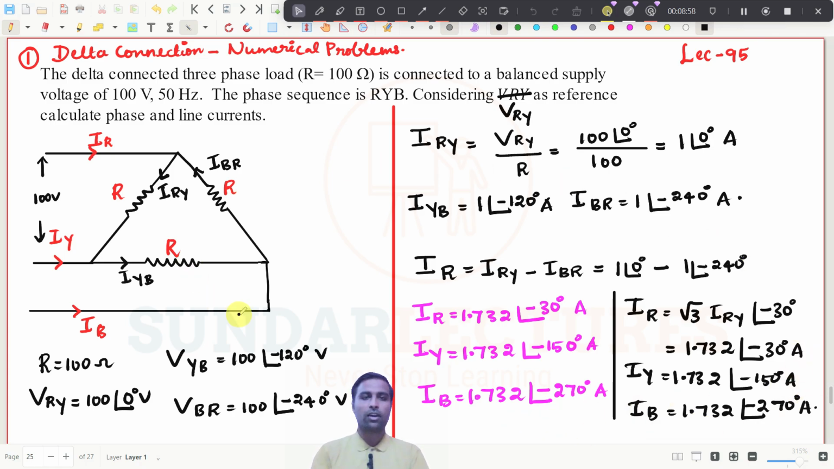So now we have found all the phase currents and line currents, and also the phase and line voltages, right? Now we will move on to the next one.